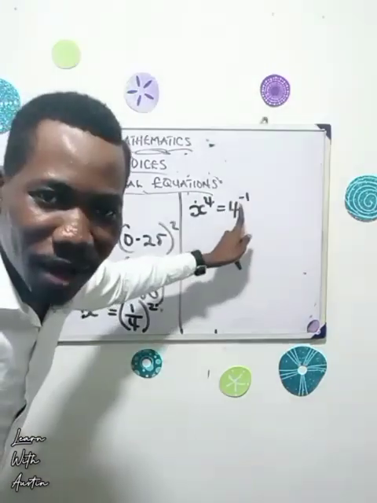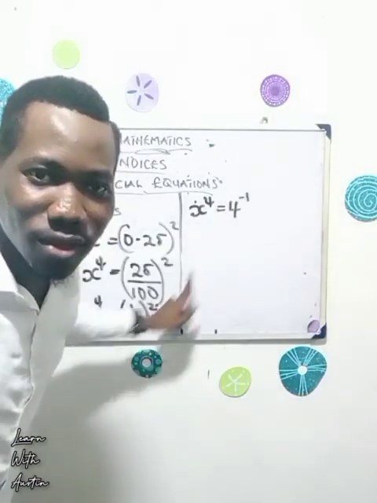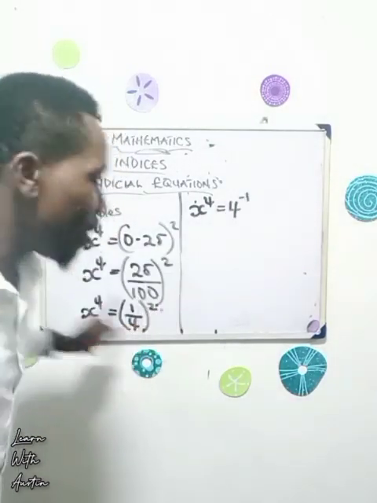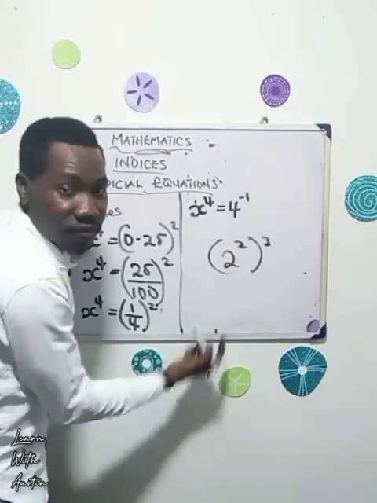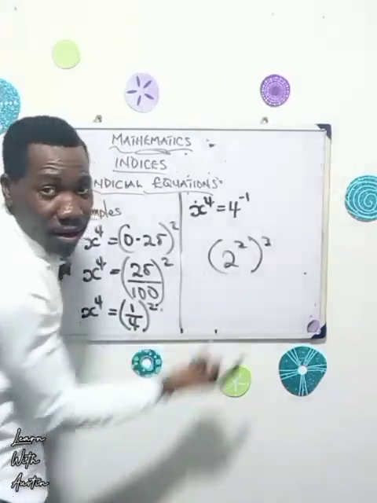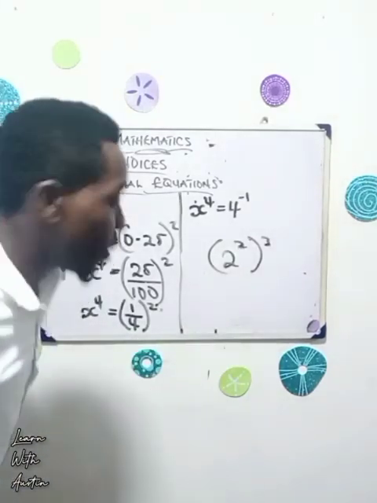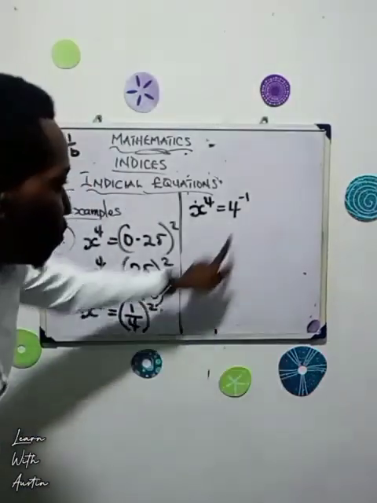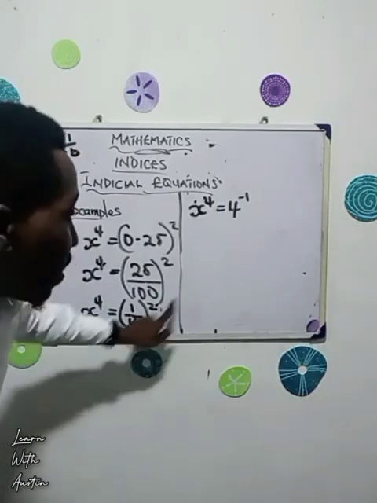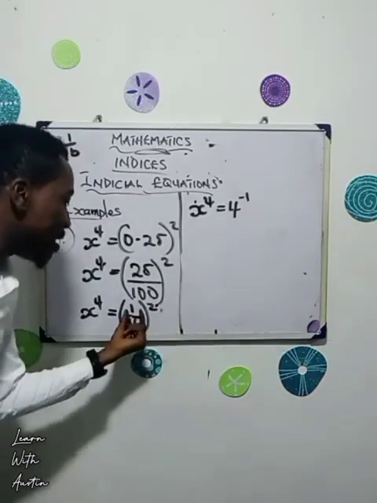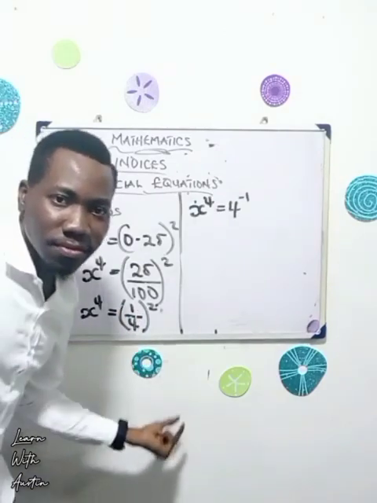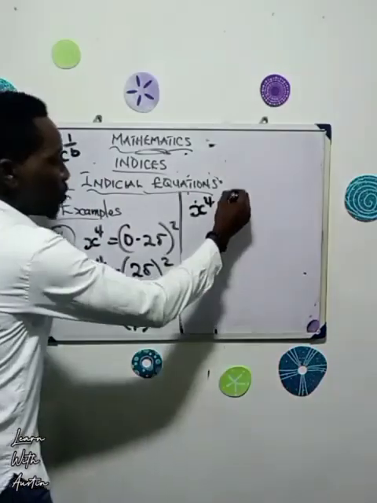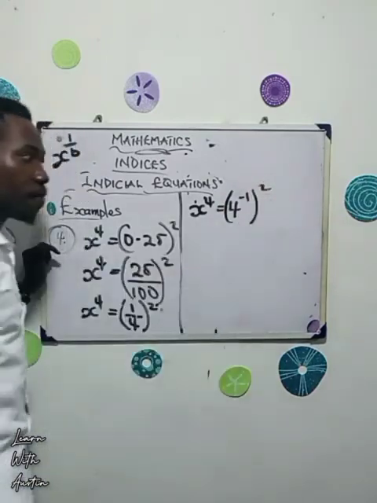If we have a power inside the bracket, how are we going to do that? You mean like 2 raised to the power of 2 raised to the power of 3? If you have something like this, then you multiply the powers. It's simple. So now, this is raised to the power of 2. Don't forget that 4 raised to the power of minus 1 is 1 over 4, right? So that's raised to the power of 2.